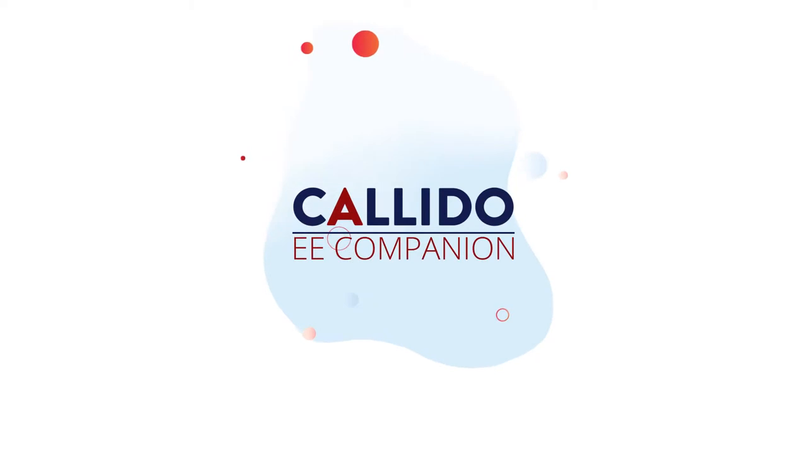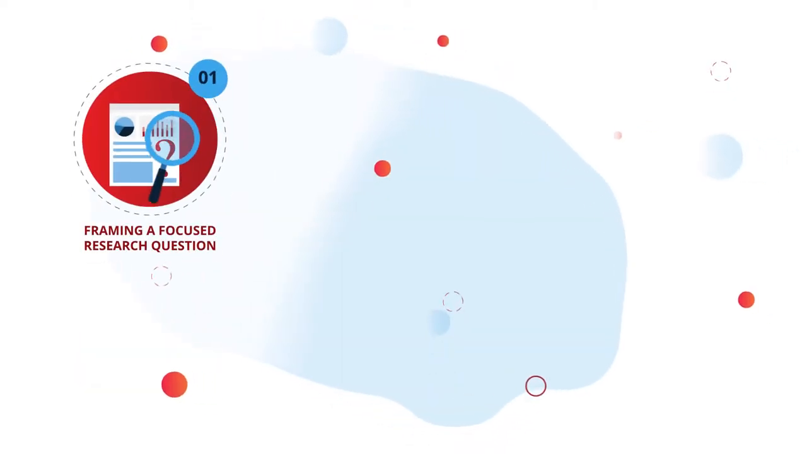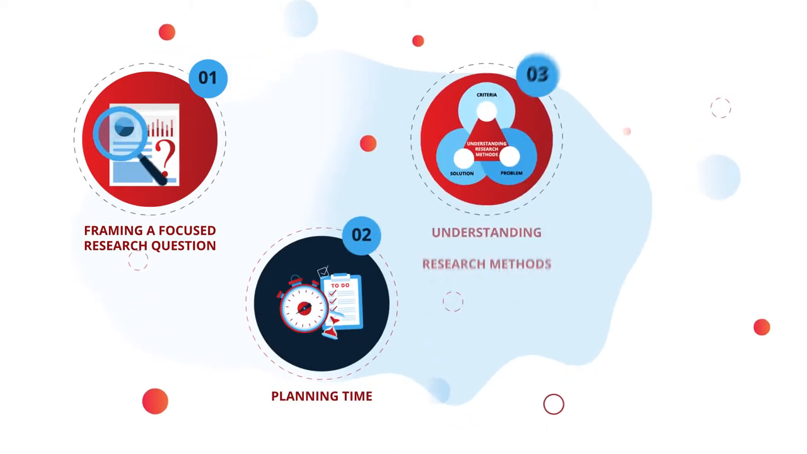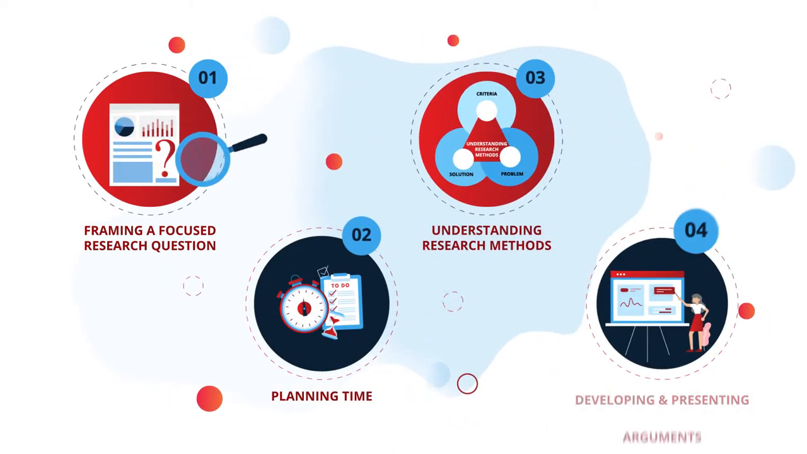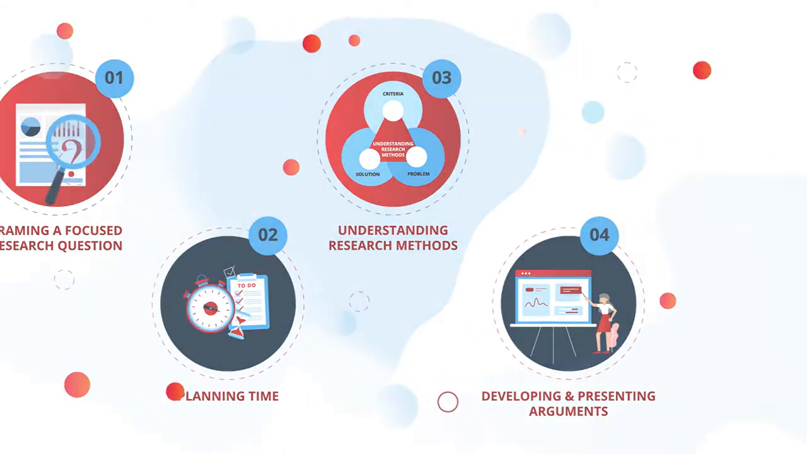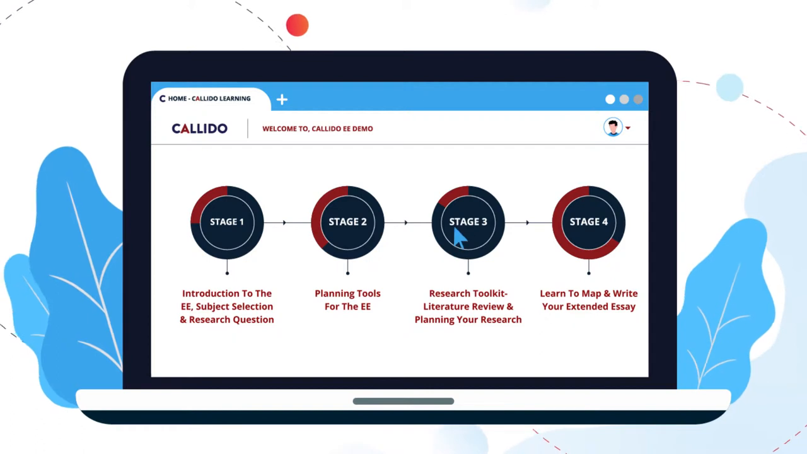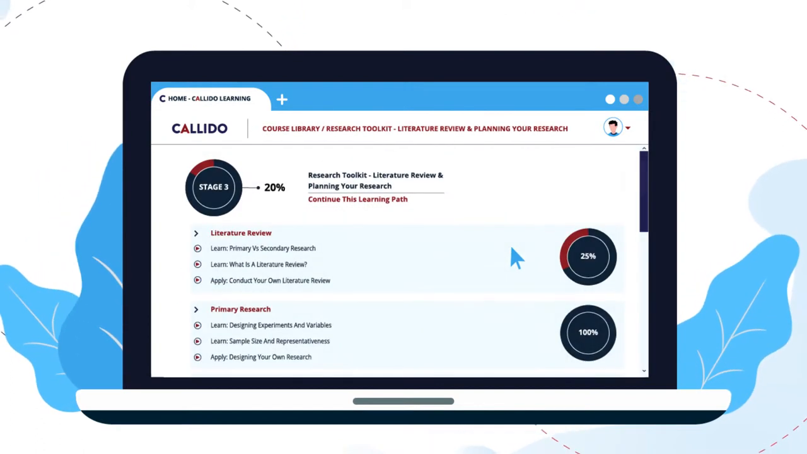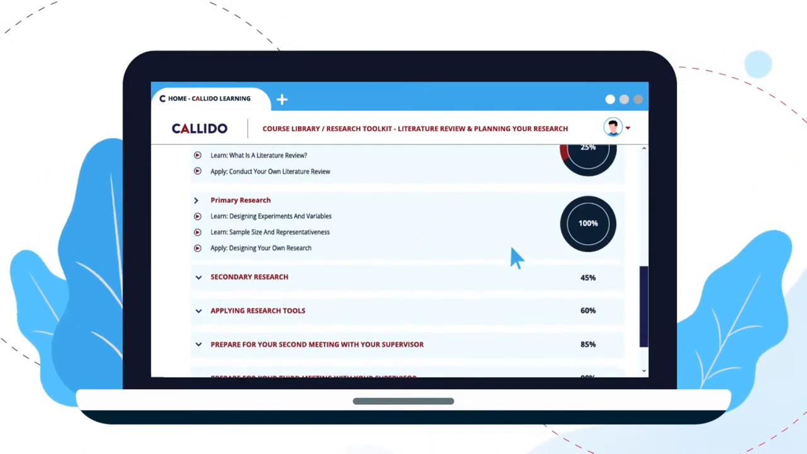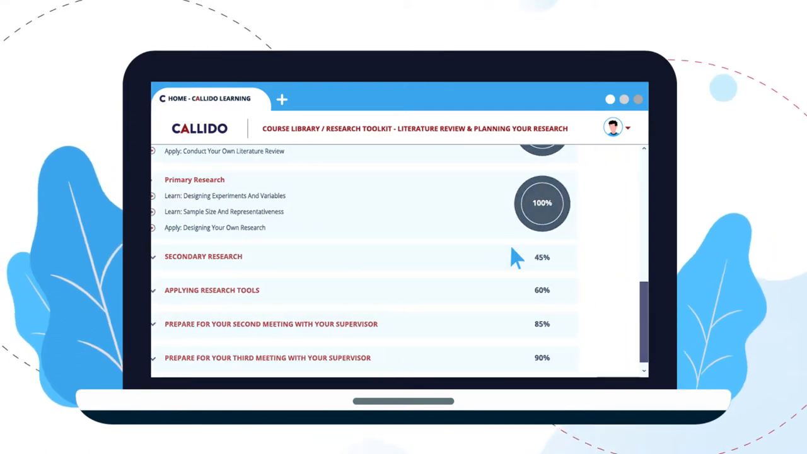Callido's EE Companion makes this simple. From framing a focused research question, to planning their time, to understanding research methods, and finally developing and presenting their own argument, the EE Companion breaks down the mammoth task of writing a 4,000-word original research paper into small, sequential, and manageable steps. Here's how it works.